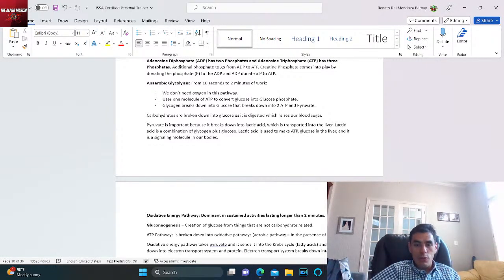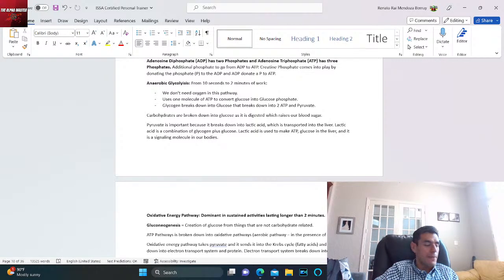ATP pathways are broken down into oxidative pathways, and the aerobic pathway means in the presence of oxygen.